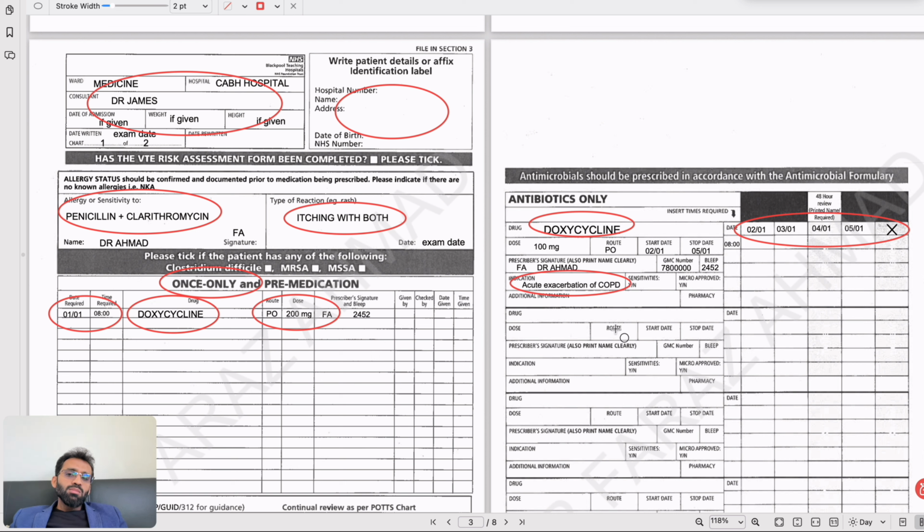If that is an antibiotic, it will go to the antibiotic section. If that is a regular medication, that will go in the regular section.